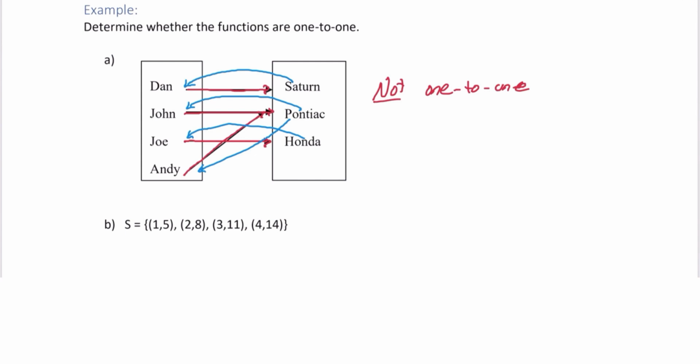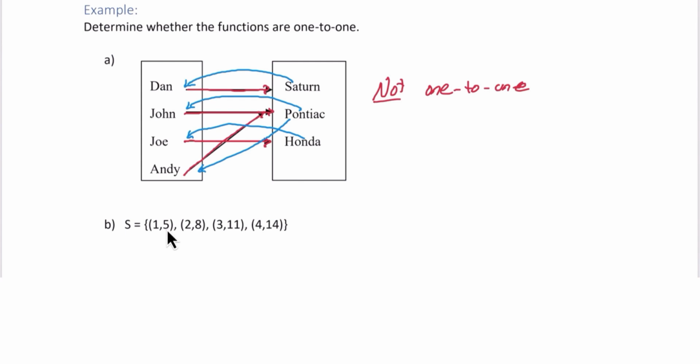In the next example, we can see that 1 corresponds to 5, 2 corresponds to 8, 3 corresponds to 11, and 4 corresponds to 14. Every x corresponds to exactly one y value. So we know that s represents a function. Is the inverse also a function?